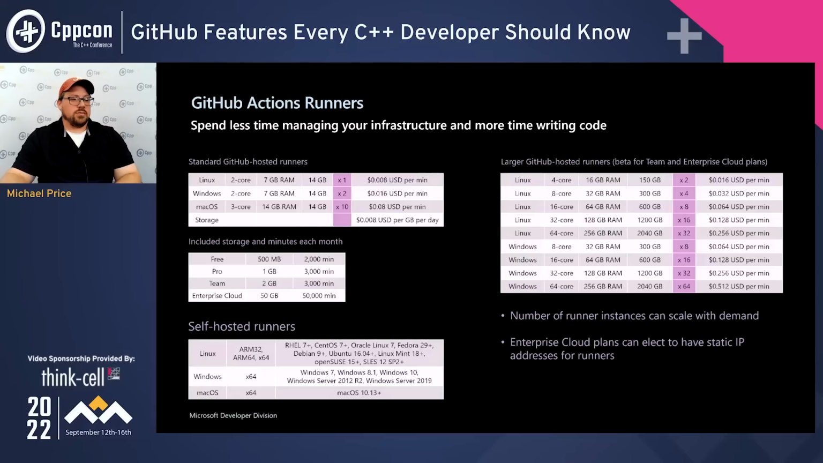And then finally, with the self-hosted runners, this is the list that they have in the documentation of the different platforms that it runs on. In theory, if the runner application runs on your system, it probably will work. These are just what are documented to be supported.